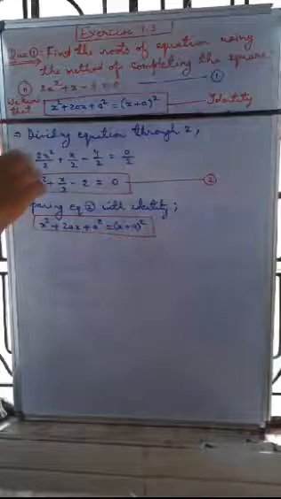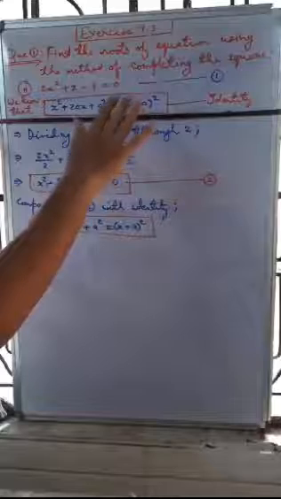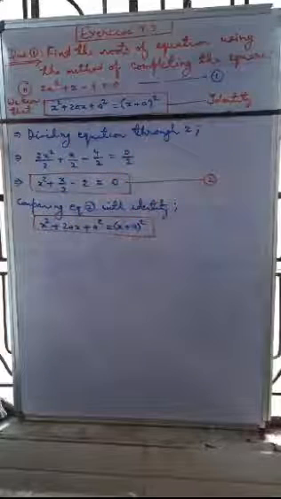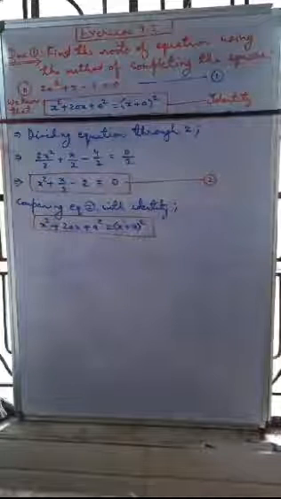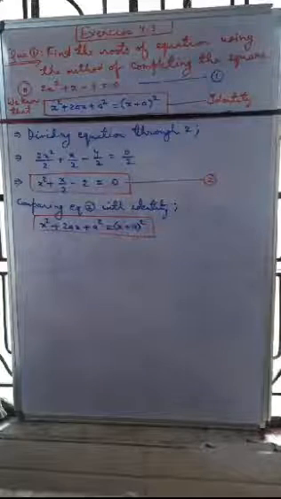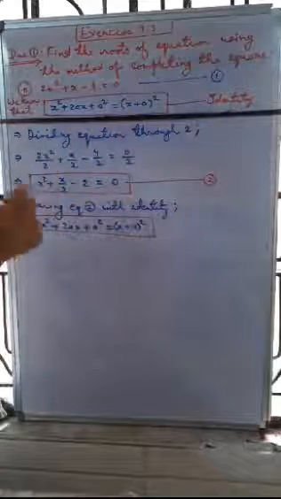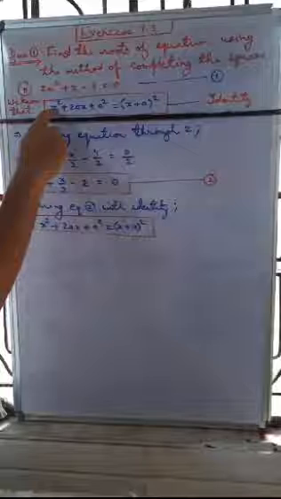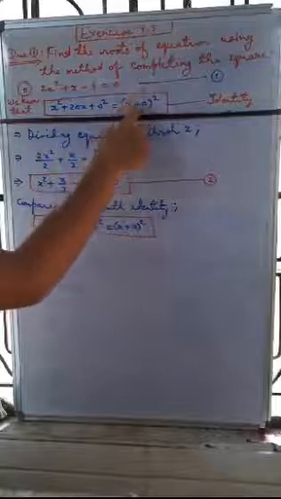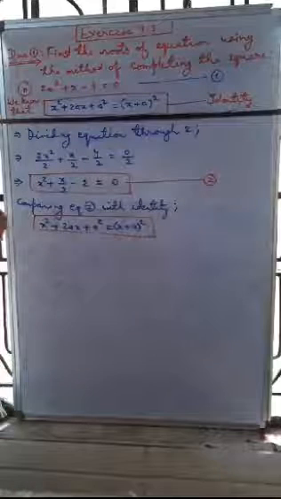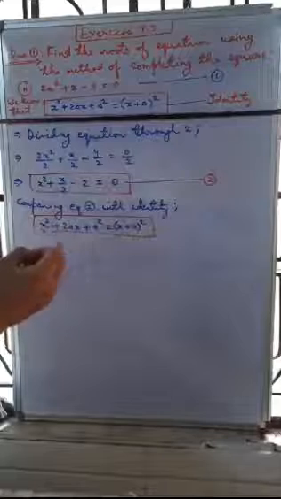So in the previous class we discussed using the quadratic formula for finding the roots of a given equation. Now we are studying how to use the method of completing the square. Before starting the solution, I want to say something. We know that the formula x square plus 2ax plus a square is equal to (x plus a) whole square. We are studying this since class 7th, 8th.